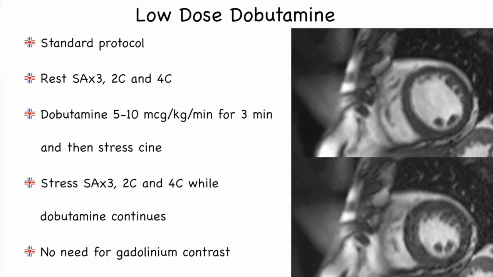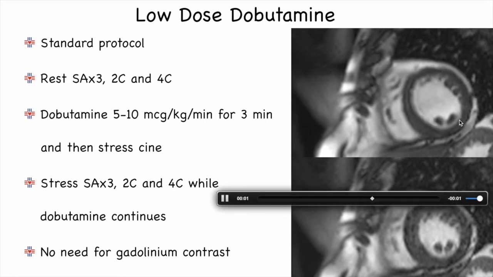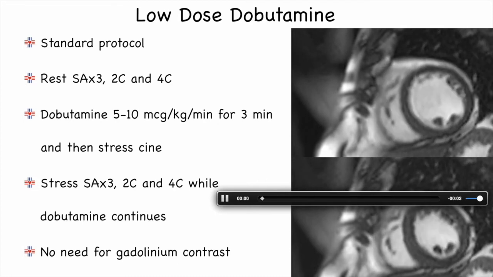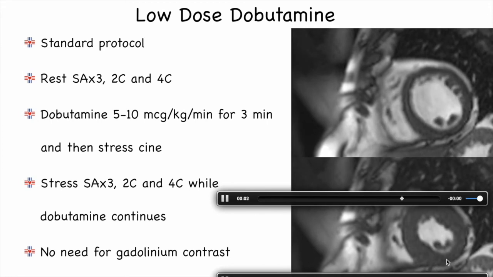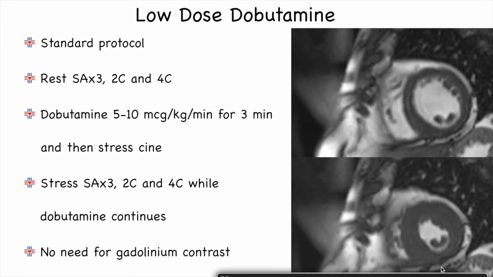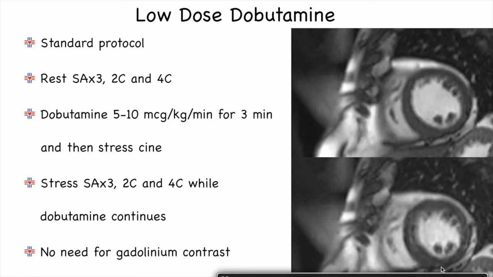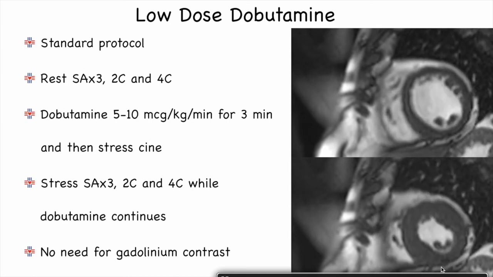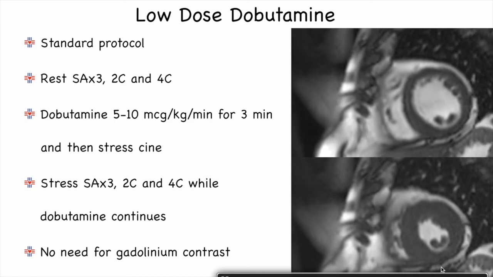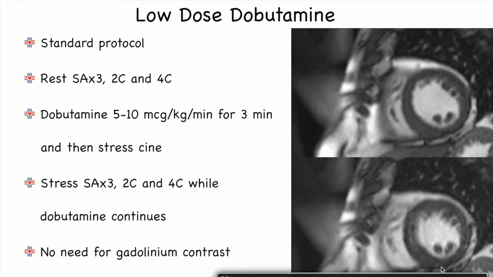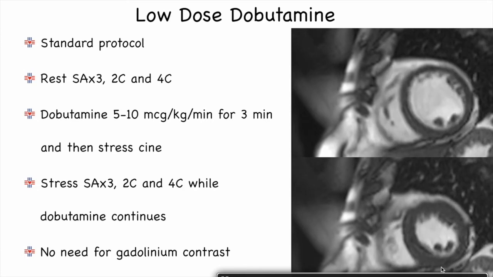What you can see in this image is an area of hypokinesis in the inferior segments at rest, and once we give low-dose dobutamine, you can see the same segment has improved its contractility, which confirms that this is a viable segment. There is no need for giving gadolinium because we can look at the wall motion improvement and do not need to look at the size of the infarction.